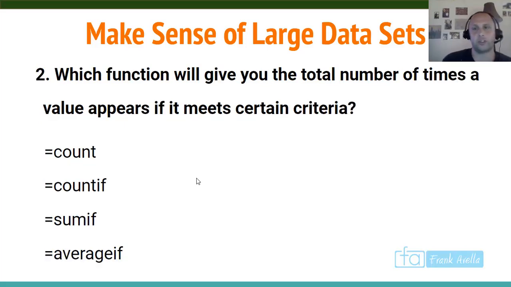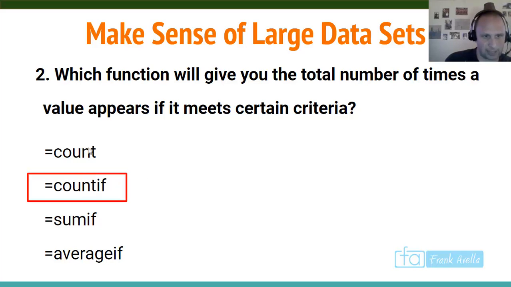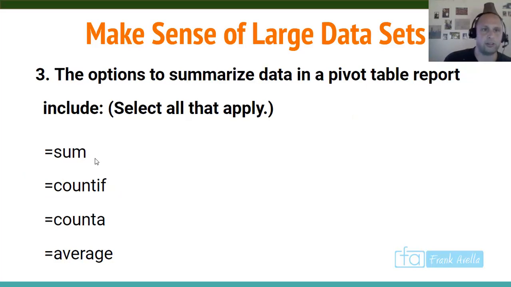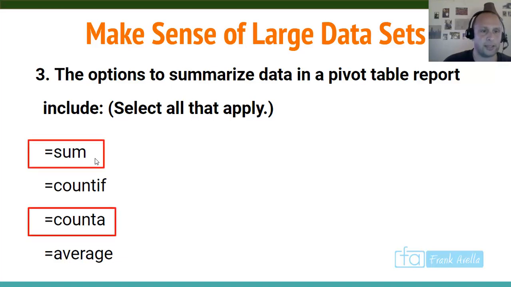Which function will give you the total number of times a value appears if the set criteria is met? Okay, so notice it's COUNTIF, right? Not COUNT, just count, because it's COUNTIF because it's set criteria. Whereas if it was just the number of times it appears, then you would just have COUNT. Okay, the options to summarize data in a pivot table report include, and I think this was covered in the slide too, sum, COUNTA, and average. Yeah, that's back in one of the slides we went over.